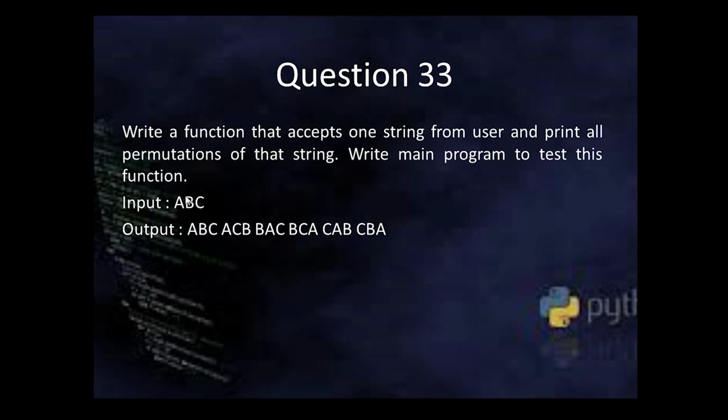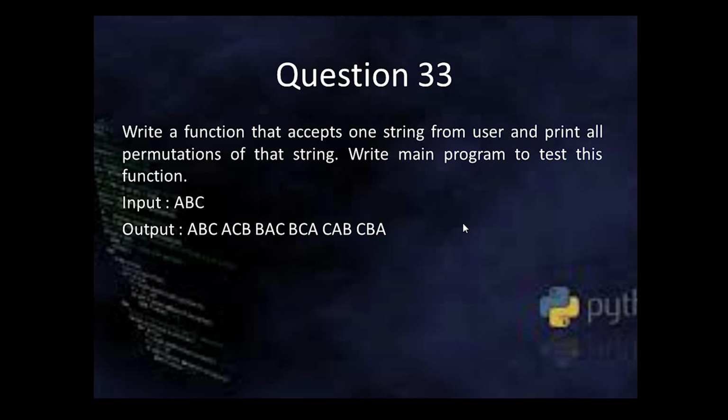Now you'll ask on what basis it decides how many permutations. It is always the factorial of the length of the string. The string is ABC, its length is 3, so factorial of 3 is 6. So you'll get 6 possibilities. Now how to solve this question? Let's move to the solution.